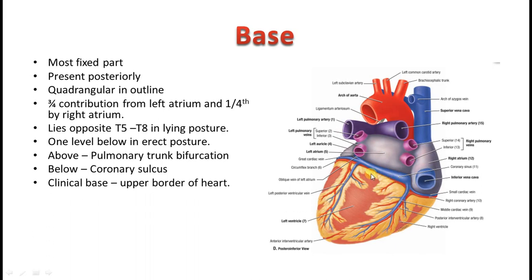Now this is the base which we have been describing, mainly formed by the posterior surface, whereas the clinical base corresponds to the upper border of the heart, where you hear the aortic sound on the right second costochondral junction, and to the left second costochondral junction, the pulmonary sound. If you draw a line between the two auscultatory sounds of aortic and pulmonary, that forms the clinical base of the heart.